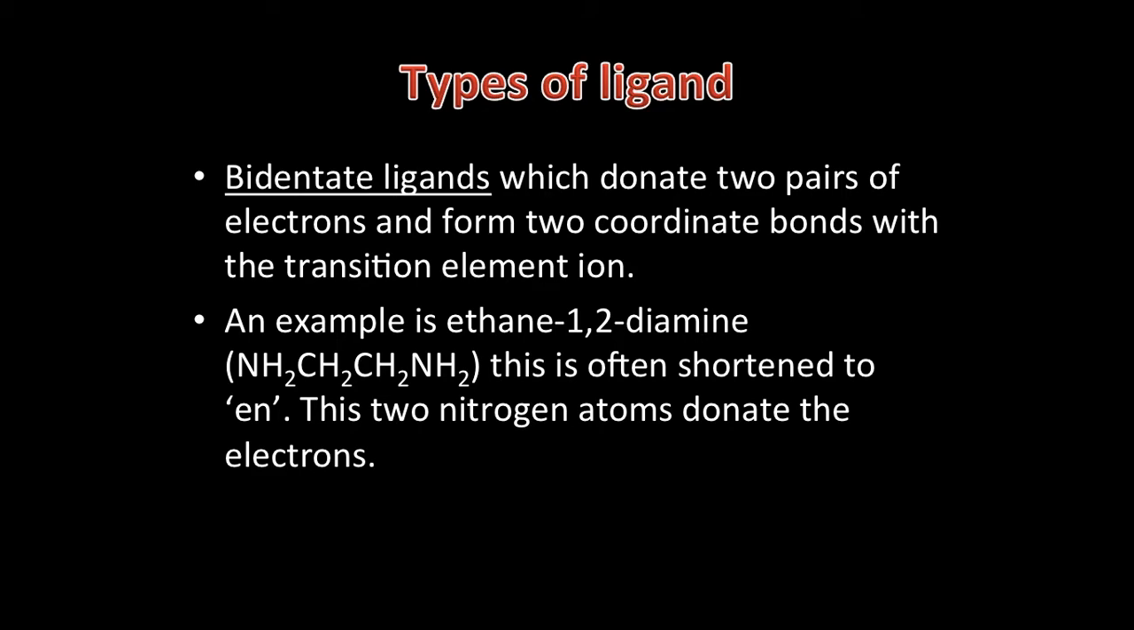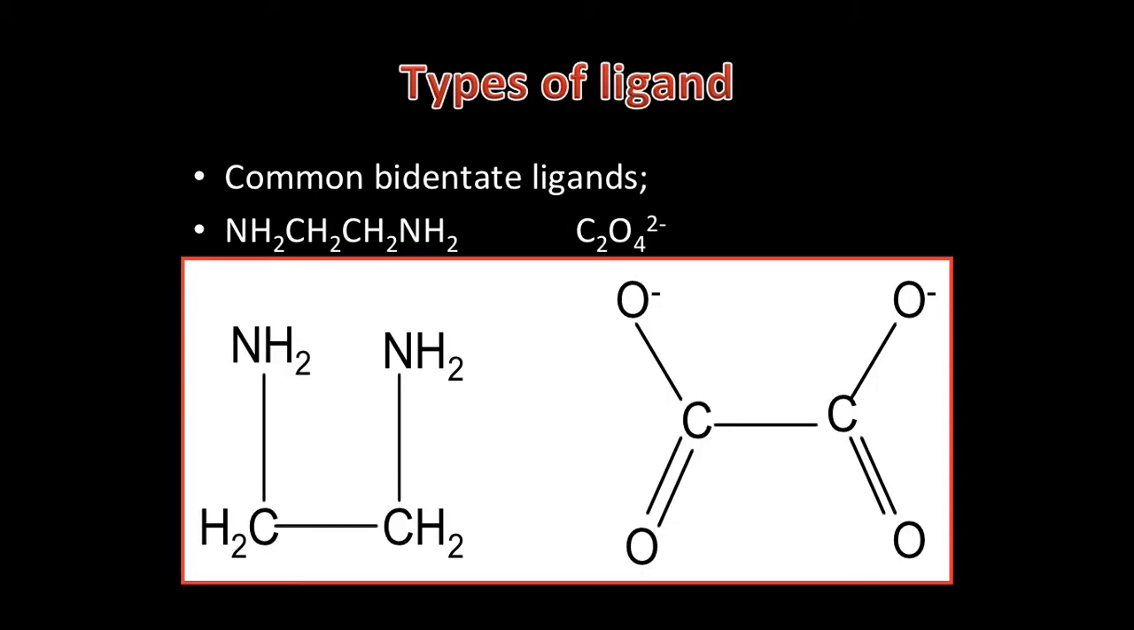Bidentate ligands donate 2 pairs of electrons and form 2 coordinate bonds with the transition element ion. They kind of loop round. An example is ethane-1,2-diamine, which has the formula NH2CH2CH2NH2. This is often shortened to en. The 2 nitrogen atoms donate the electrons. A further common bidentate ligand is C2O4 2-, where each negatively charged oxygen donates a pair of electrons to form a coordinate bond.